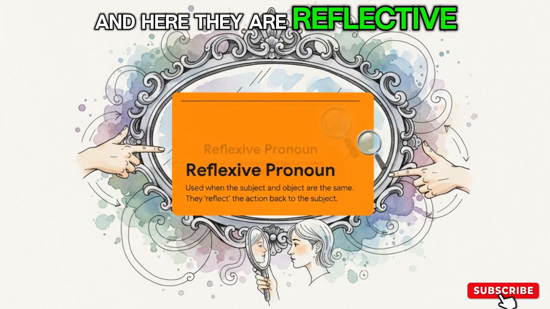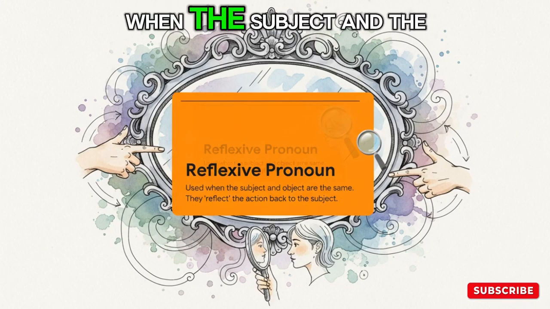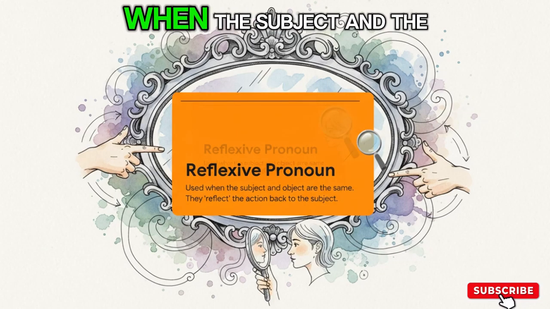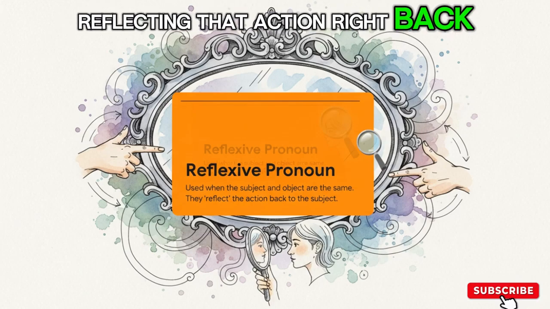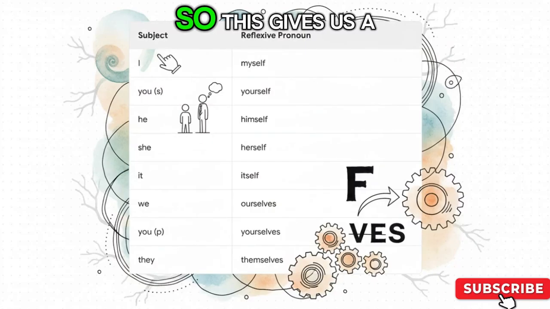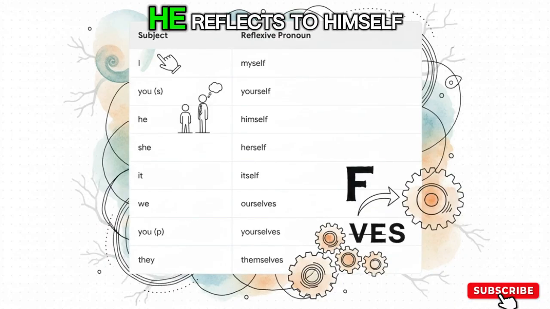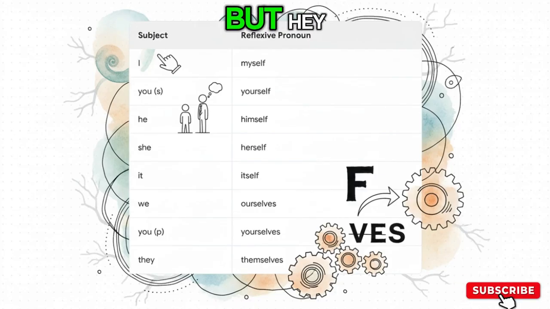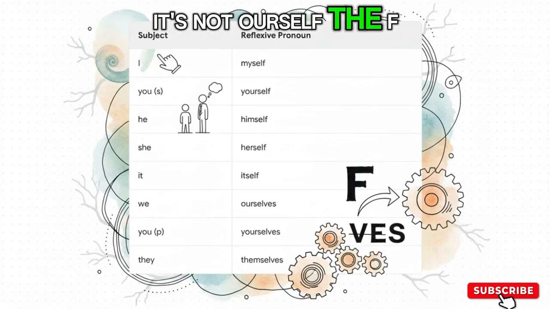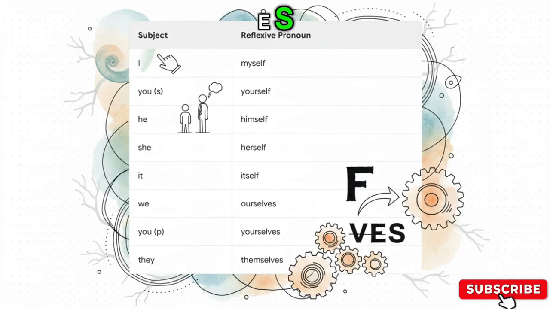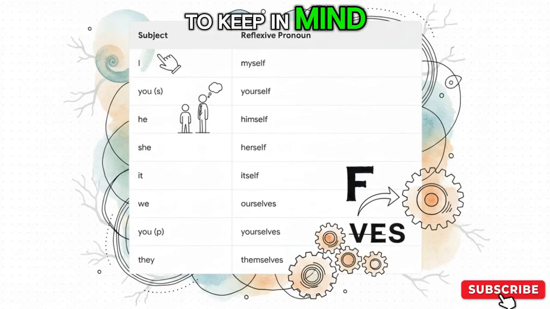And here they are, reflexive pronouns. The name really says it all. You use them when the subject and the object are the same person or thing. It's like they hold up a mirror, reflecting that action right back to whoever started it. So this gives us a whole new set of pairs. I reflects to myself, and he reflects to himself. But hey, look closely at what happens with the plural ones. It's not ourself. The F sound changes to a VES, giving us ourselves and themselves. That's a super important detail to keep in mind.